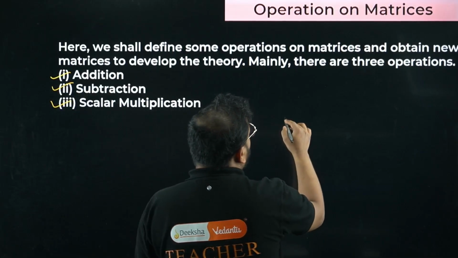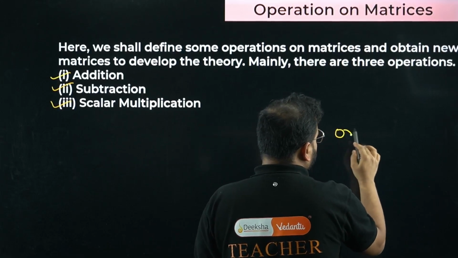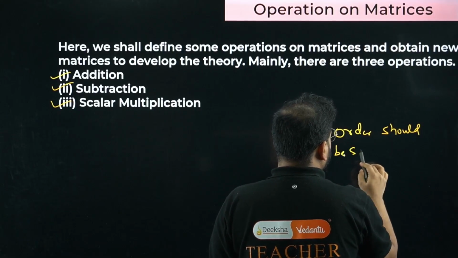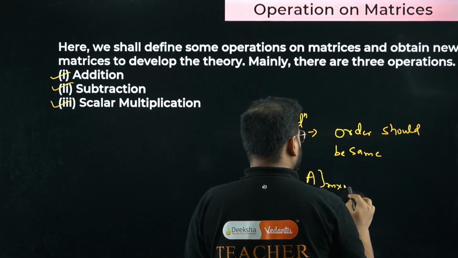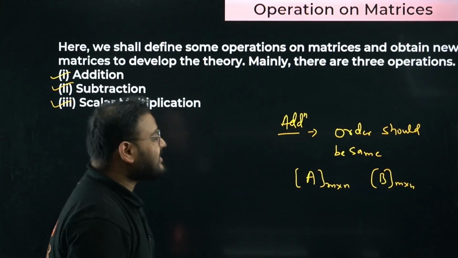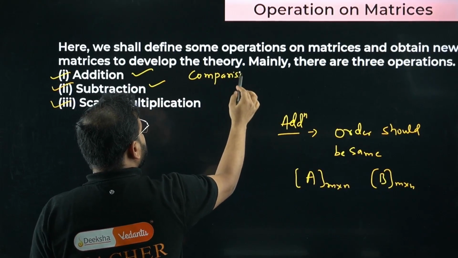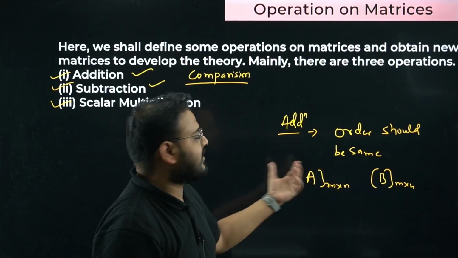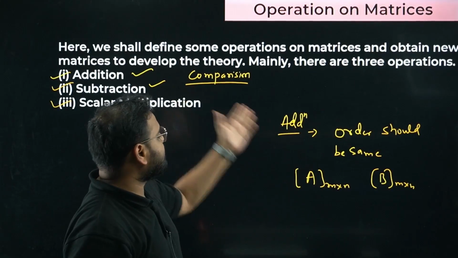What we have to know for addition, bacha, is that the order should be the same. What I mean by that is, if I have a matrix A, let's say, with the order m cross n, then matrix B also has to have the same order. So basically, addition, subtraction, and comparison are done only when the order is the same. What I mean by comparison, sir, is which is greater. I can say A is greater than matrix B, when, bacha, the matrix order is the same.